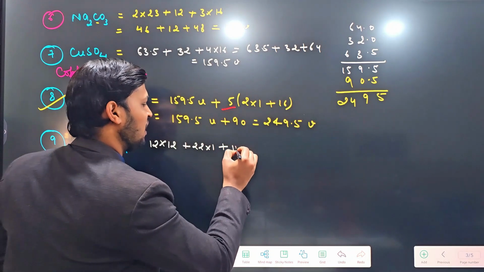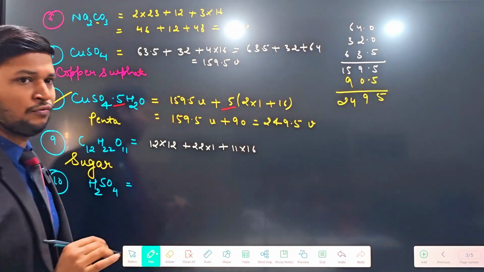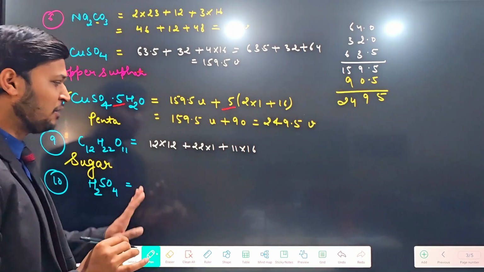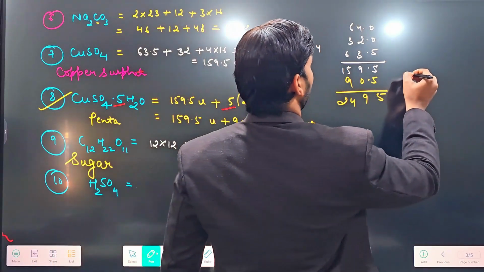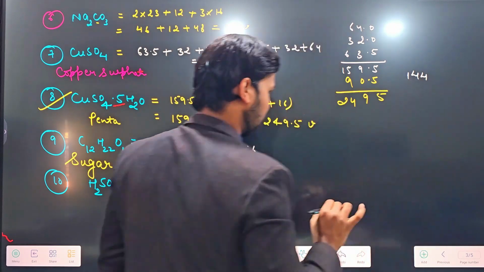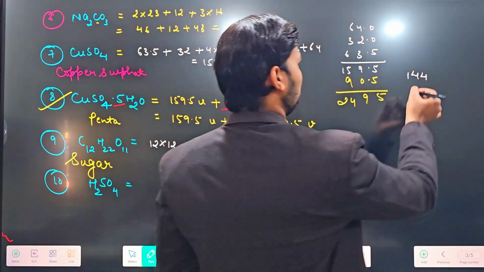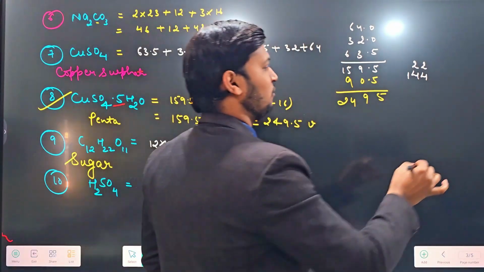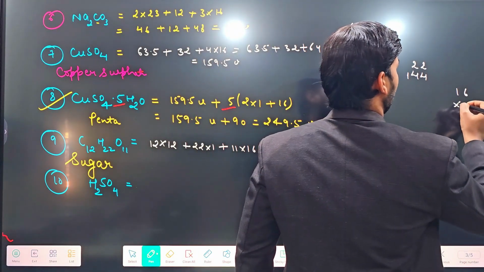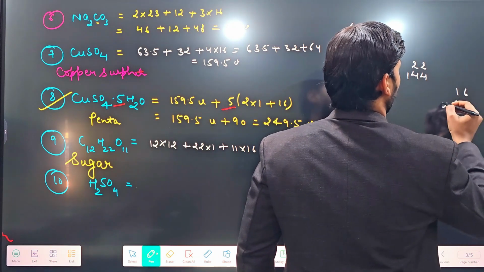11. So what will you write, beta? 11 into 16. Very patiently, be calm and then do the calculations. 12 into 12 will be 144. Into 22, so I'm writing 22 here. Then after, 16 into 11, do this calculation here. 16 into, sorry, into 11. How much will it be, beta?